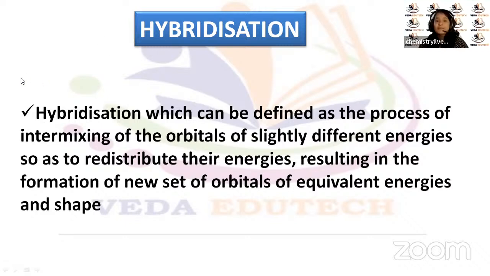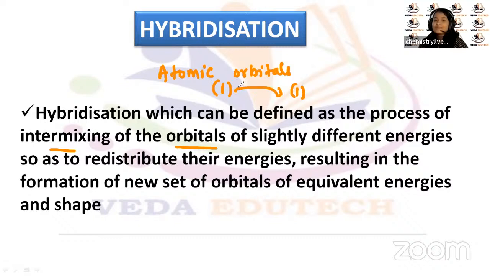So basically, what is hybridization, children? Hybridization is the intermixing of orbitals, where you mix the orbitals which have similar energy or which vary in their energy slightly. That is called hybridization. So we have atomic orbitals. Suppose there is one atomic orbital and there is another atomic orbital, and these two atomic orbitals have similar energy.